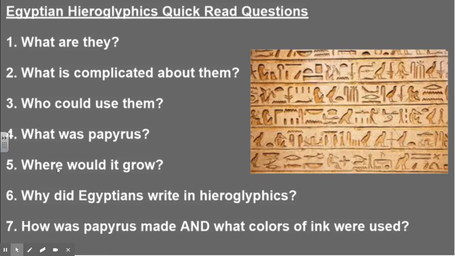And then for number 5, where would papyrus grow? So that's going to be important to obviously the region. And then 6, why did Egyptians write in hieroglyphics? We want to know why they use them in the first place. Okay, it wasn't just necessarily a language and that was their language, because it wasn't. But why did they use them? Okay, and then 7 again is talking about papyrus. How was the papyrus made and what colors of ink were used?